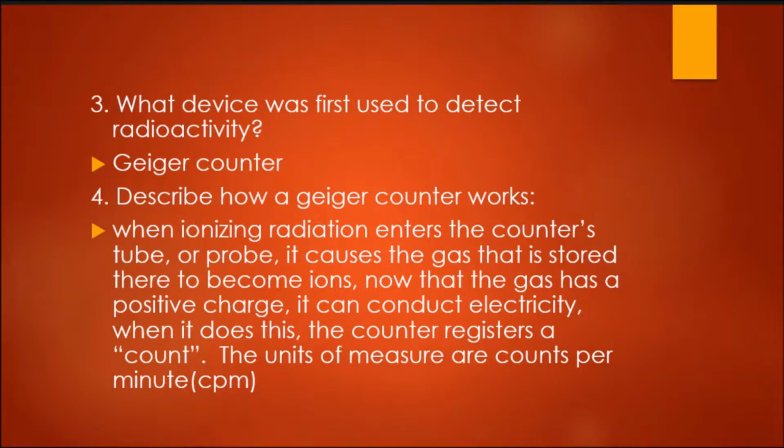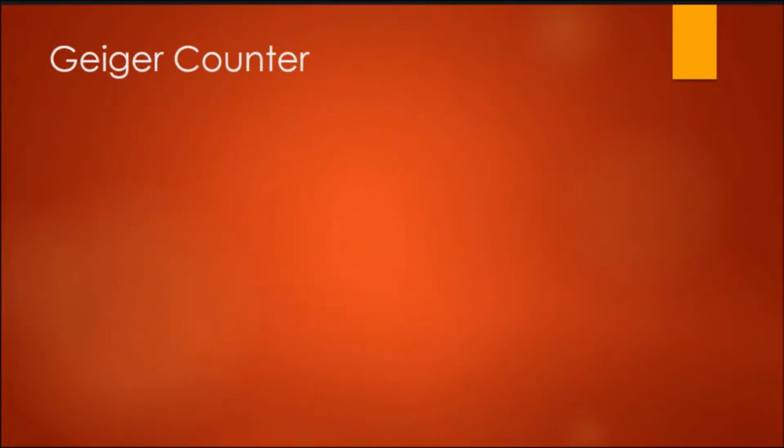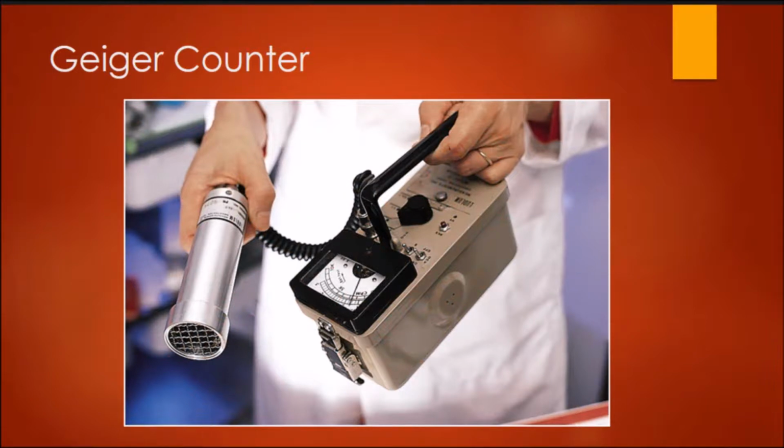When ionizing radiation enters the counter's tube or probe, it causes the gas that is stored there to become ions. Now the gas has a positive charge. It can conduct electricity. When it does this, the counter registers a count. The unit of measure is counts per minute.